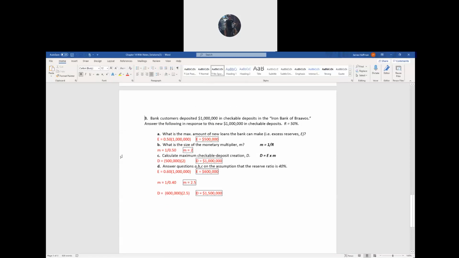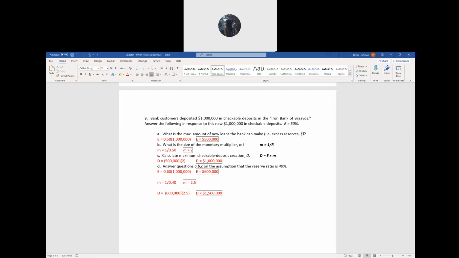Okay, number three, last example, is a nice one. There's one in the homework. It illustrates the relationship between reserves, the reserve ratio, and the money multiplier, et cetera. So bank customers deposit $1 million in checkable deposits in the Iron Bank of Braavos. Let's answer the following questions in response to this new $1 million in checkable deposits, and let's assume the reserve ratio is 50%.